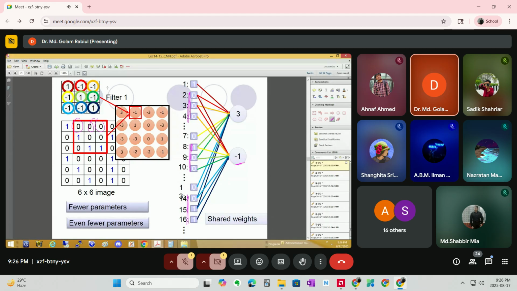Whether we have to change the filter values or not: actually we didn't change the filter values. These filter values are actually our weights.